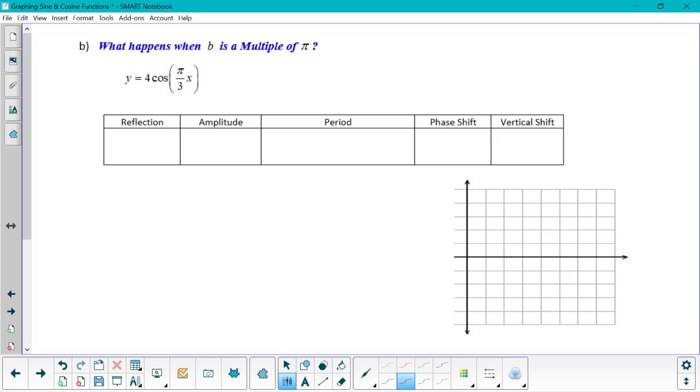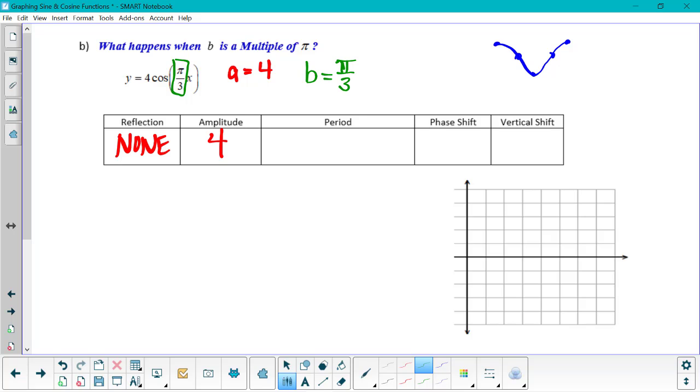So here I can see that I've got an a value of 4, which means my amplitude is 4. I am not reflecting because it's positive, so I'm going to do basic cosine, which would be this shape, and here's my 5 points. Okay. The period, then, that's where we're going to see something different. Okay, this is our b value. So our b is pi over 3, or 1/3 pi.